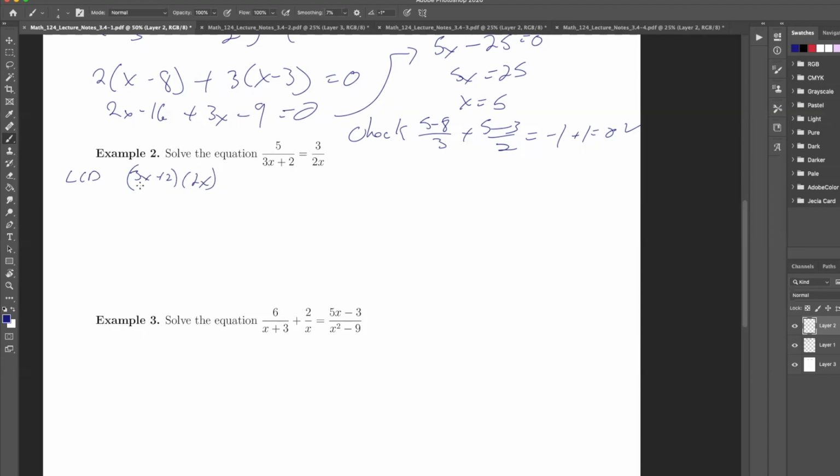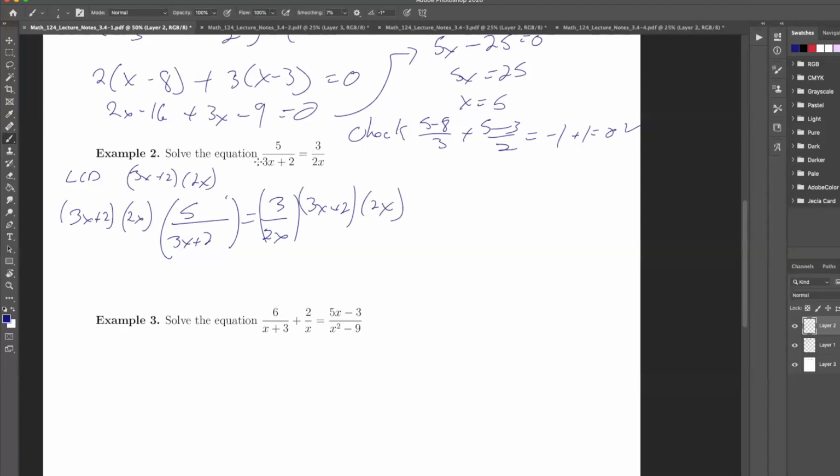Okay, and so here we have 3x plus 2 and 2x. So that's the least common denominator. We're going to multiply both sides by it. So here we're going to have 3x plus 2 times 2x, all times 5 over 3x plus 2, equal to 3 over 2x times 3x plus 2 times 2x.